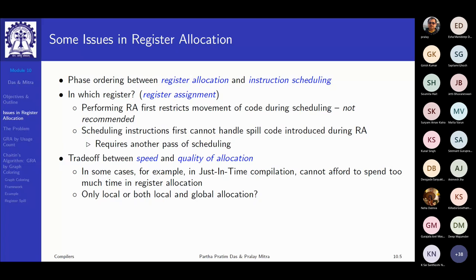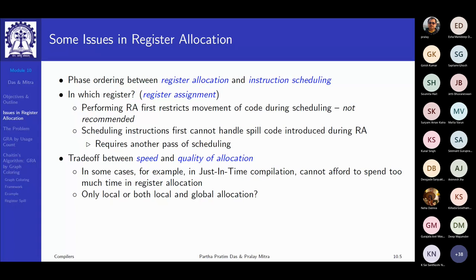So what you typically do is schedule the instructions first, then do the register allocation. If you need to spill code, you mark them and you do another pass of scheduling. There's no other way. You cannot just do either this, then that. So that is the typical strategy which is to be followed.